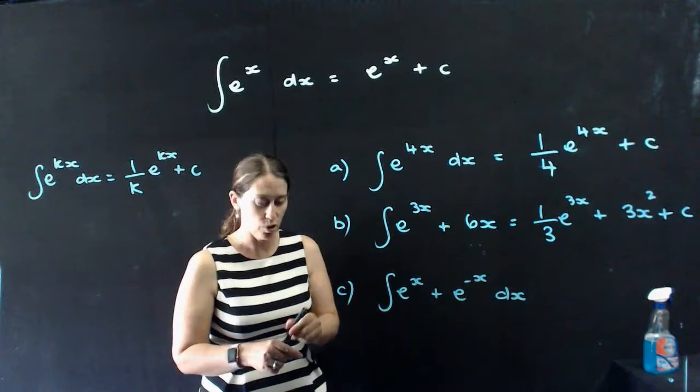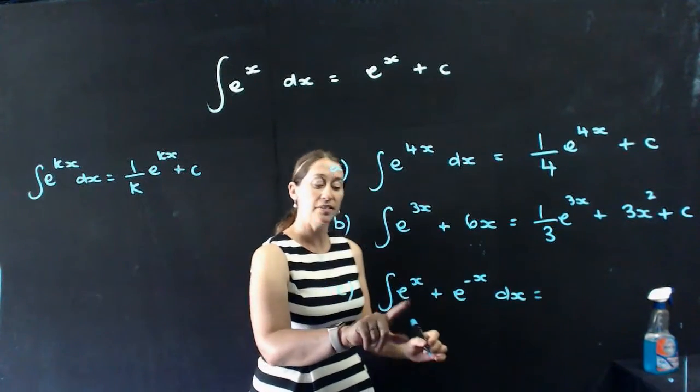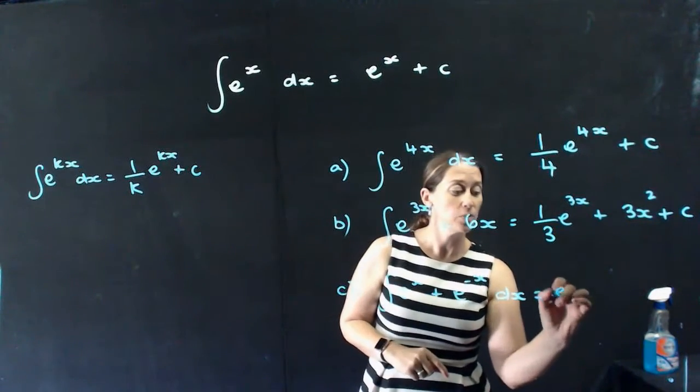Now I may need a little bit more room, so 2 seconds. I think I'll be all right for space. All right, so let's look at this. This is just a straightforward following this rule. e to the x, when you integrate that, becomes e to the x.